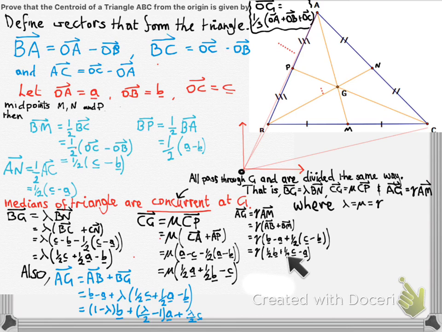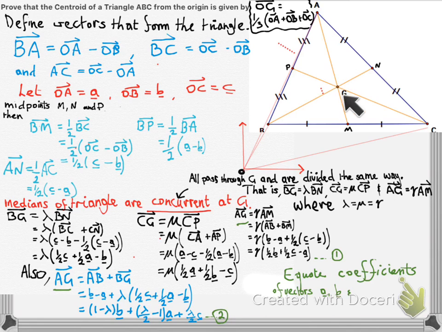Here is another expression for A to G. So we're going to draw on both parts. That's equation 1 for the line segment from A down to G, and this is equation 2 for the same line segment from A down to G. So let's equate the two expressions, and then we can equate our coefficients of vectors a, b and c and see what's equivalent.